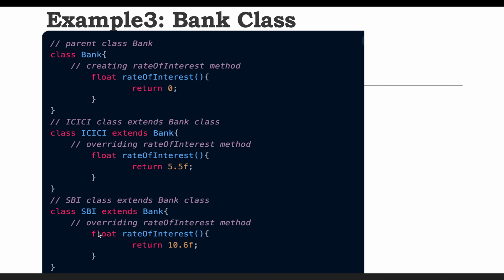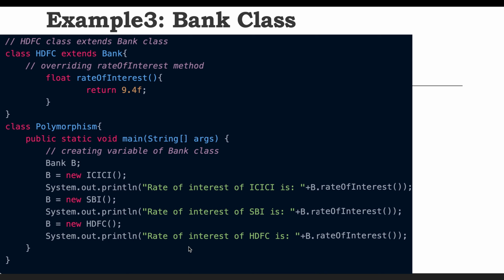Similar to the ICICI, if some other bank is there, let's say SBI, extending the bank class, this SBI will behave like a child class, and it can also override the same method available in the parent class and define its own implementation, like a different rate of interest. Similar to that, let's say HDFC is again extending the bank class only, and again implementing the same rate of interest method which is available in the bank class. So this class is nothing but the child class, and this is overriding the rate of interest method. And according to HDFC, it can implement its own rate of interest, let's say 9.4%.